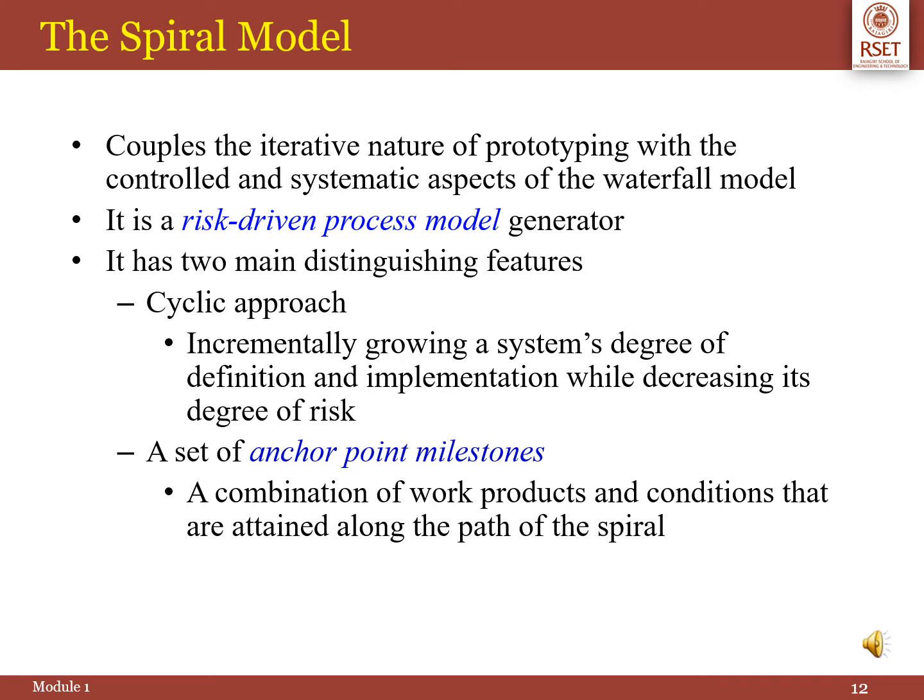It has two main distinguishing features. The first one is a cyclic approach, in which we incrementally grow a system's degree of definition and implementation while decreasing its degree of risk. The next one is a set of anchor point milestones. It is a combination of work products and conditions that are attained along the path of the spiral.